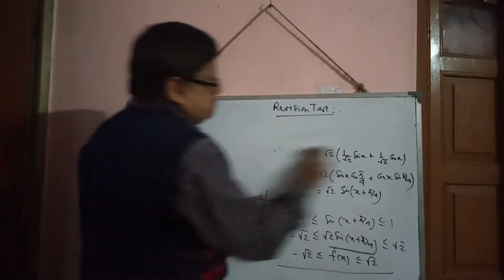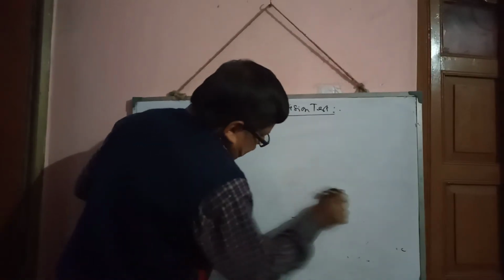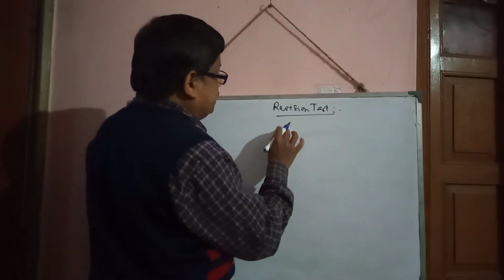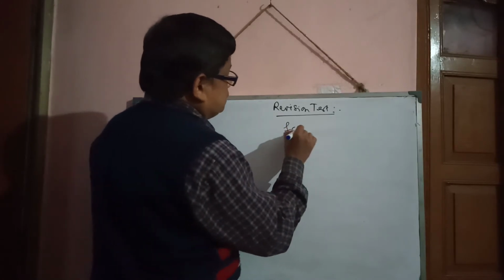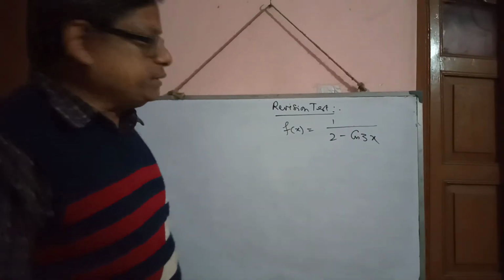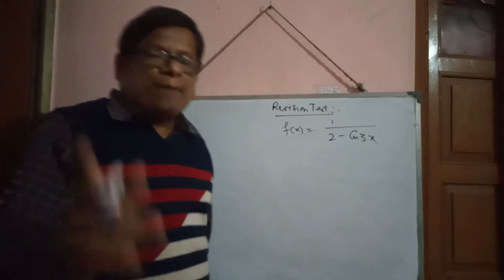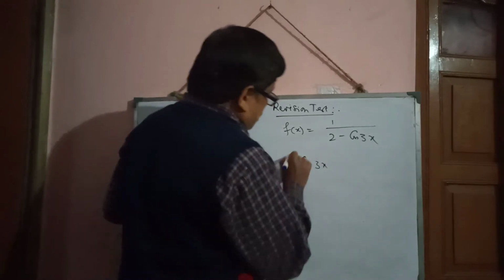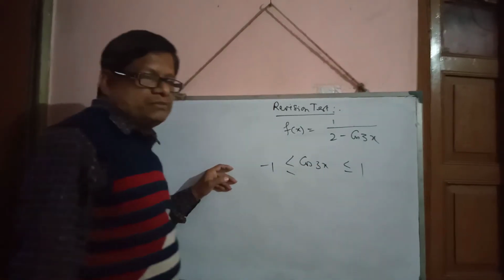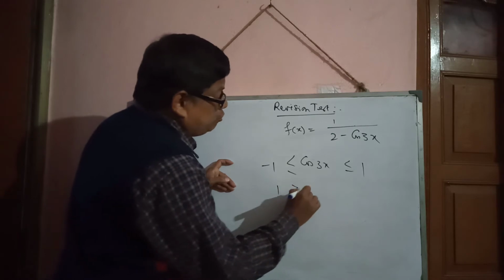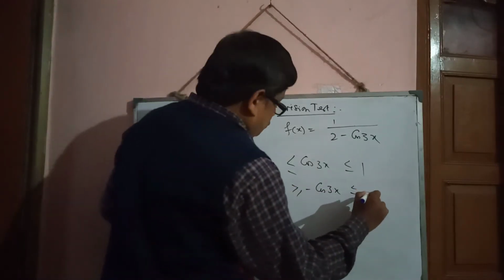Suppose f(x) is given here, f(x) equals 1 by (2 minus cos 3x). Find the range of the function. In a similar way, for all values of x, cos 3x is always between -1 and +1. The minus sign is there, so when multiplied, the inequality changes: +1 is greater than or equal to minus cos 3x, which is greater than or equal to -1.